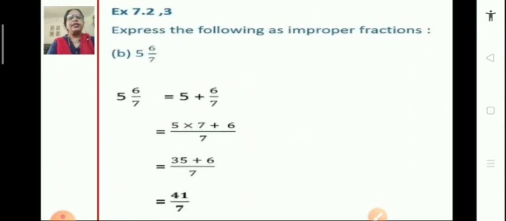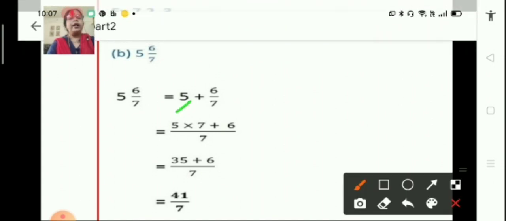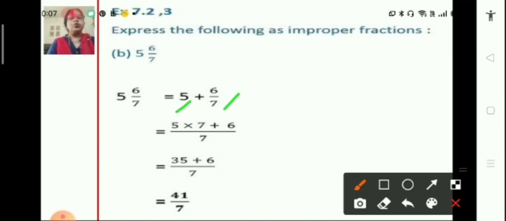Again we have one more example question here, 5 6 upon 7. We have to convert it into an improper fraction. So it has 5 wholes and 6 upon 7. So what we do, we multiply 5 and 7 and add 6 to get the numerator of the improper fraction, and the denominator will be the same as the mixed fraction. So it becomes 35 plus 6 upon 7, and the improper fraction is 41 upon 7.